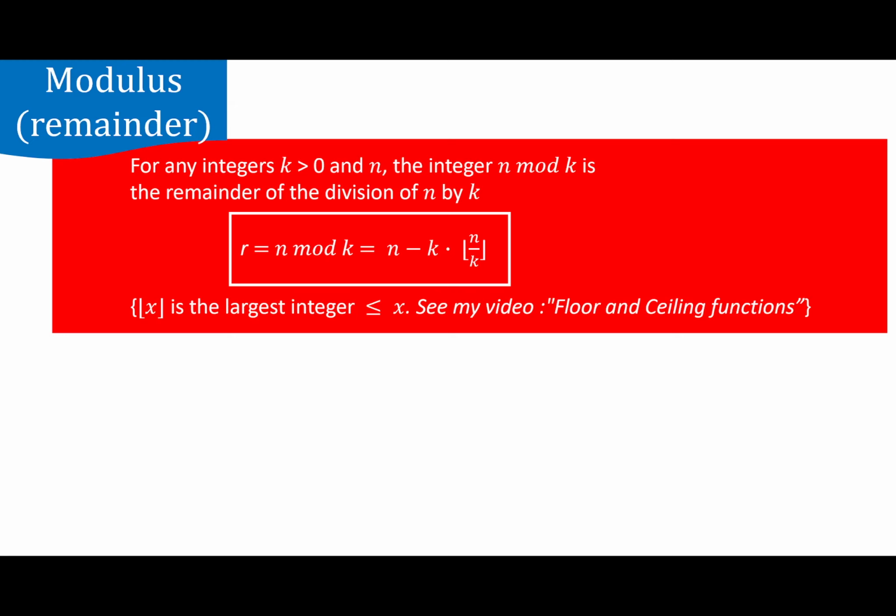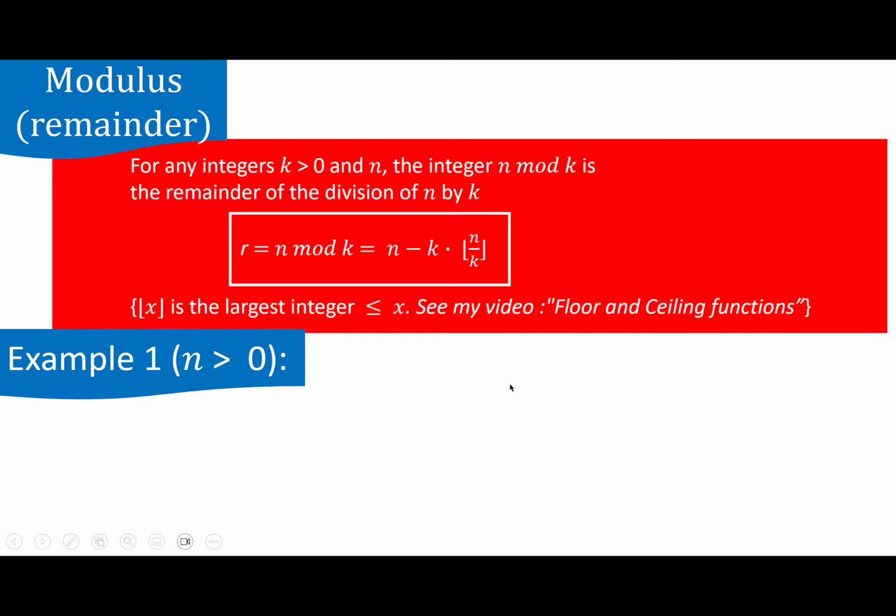Modulus, remainder. Let's recall the definition of the modulus or the remainder. For any integer k greater than 0 and n, the integer n mod k is the remainder of the division of n by k. And that's how it's calculated. R, which is n mod k, is equal to n minus k times the floor function of n divided by k, and the floor function at x is the largest integer less than or equal to x. You can see my video on floor and ceiling functions.